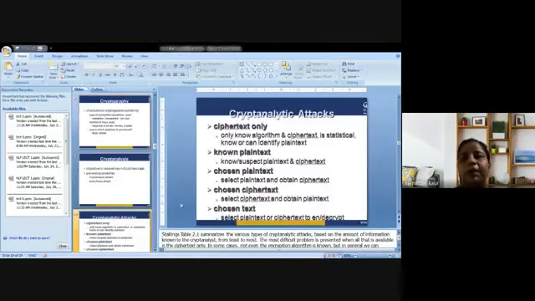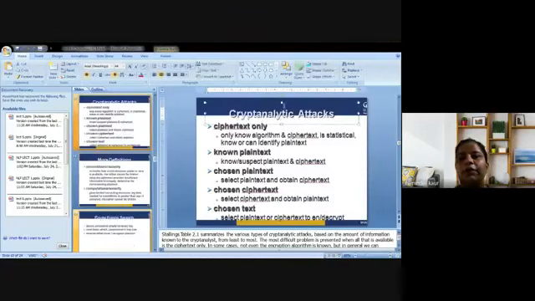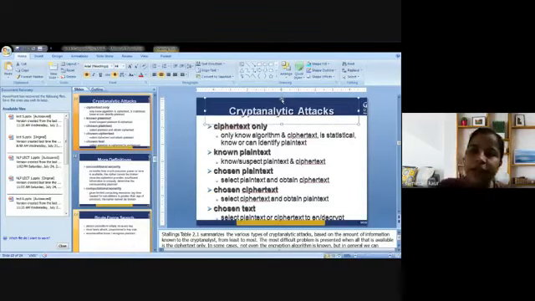So the first one is the cryptanalysis attack. If I am talking about the cryptanalysis attack, it is dealing with ciphertext only. Why is it dealing with ciphertext only? Because it could only know the algorithm and ciphertext, because it is statistical, and it could identify the plain text.